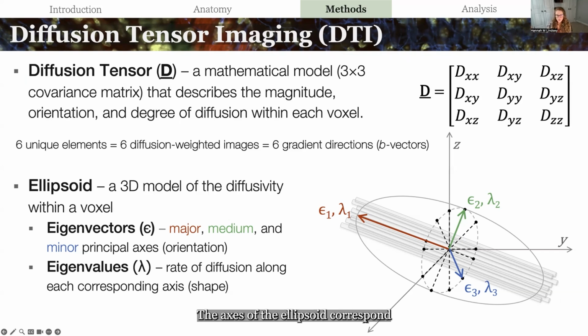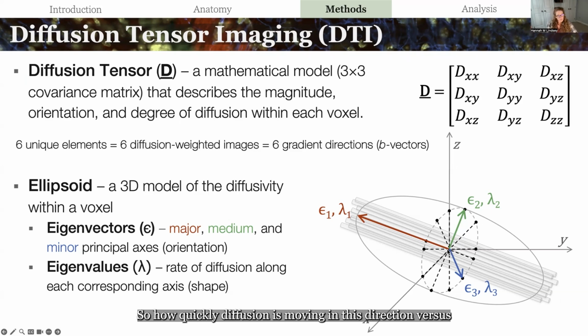The axes of the ellipsoid correspond to the eigenvectors, which reflect the directions of diffusion. And the major eigenvector aligns with the direction of maximum diffusion, while the medium and minor eigenvectors describe diffusion in directions perpendicular to this. The shape of the ellipsoid is determined by the relative size of the eigenvalues, and these quantify the rate of diffusion along each corresponding eigenvector.